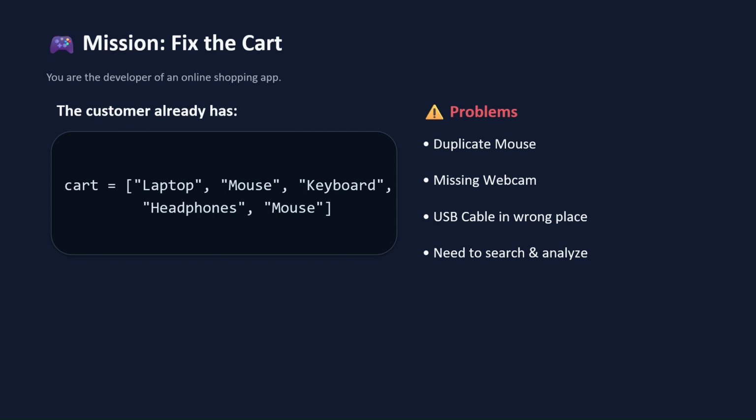Imagine that you are the developer of an online shopping app, and you have a cart given to you. In Python, lists will be identified like this. A list starts with an opening square bracket and ends with a closing square bracket. In between, the elements are separated by commas, and each element is inside inverted commas. This is how lists look in Python.